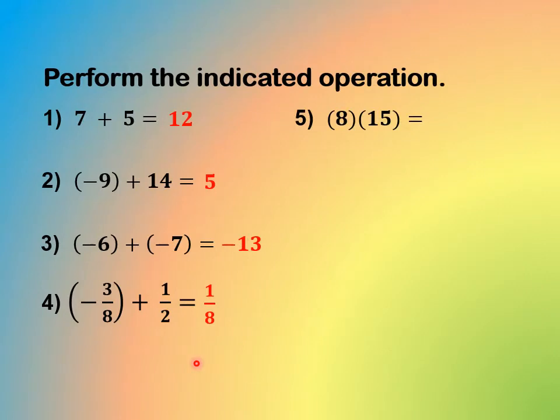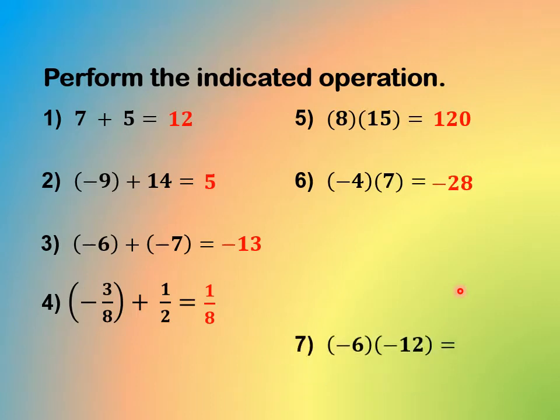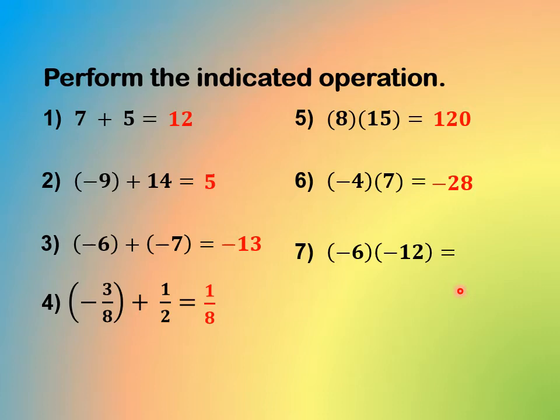8 times 15. The product is 120, correct? Negative 4 times 7. Okay, that is equal to negative 28. Very good. Next, number 7. Negative 6 times negative 12. That is equal to positive 72. Very good. And number 8, 3/7 times 2/5.